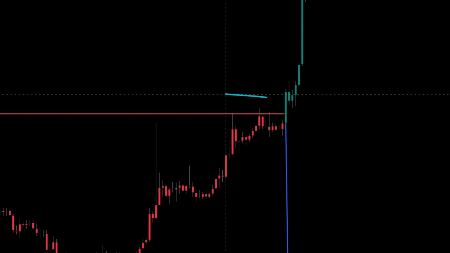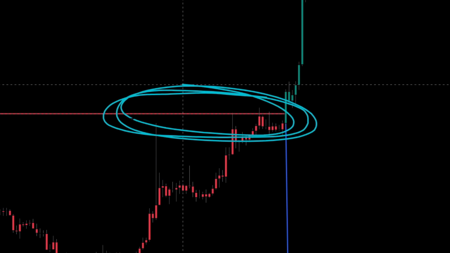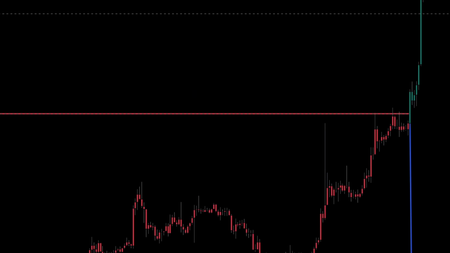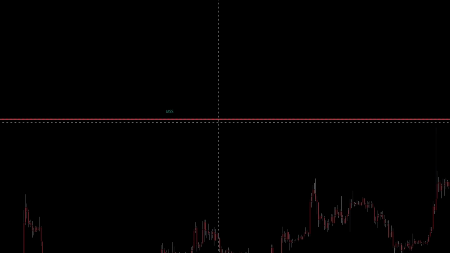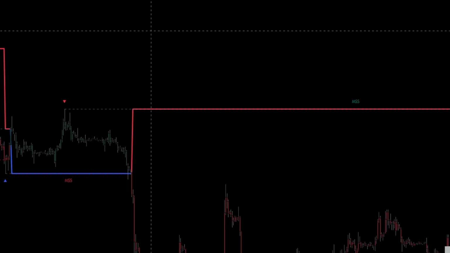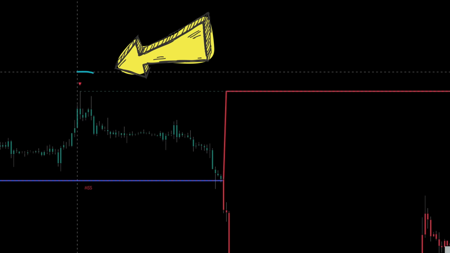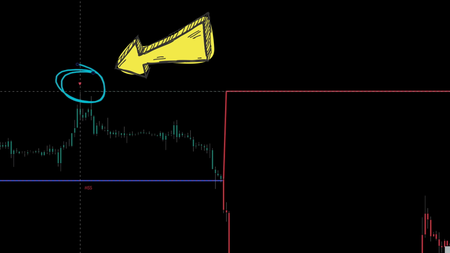So if you all take a look at this red level right here, you may be wondering, where does this level come from and how does the indicator find this level? Well, if we look a bit to the left here, you can see that we have a sort of signal that came all the way back here. You can see we have a sort of red triangle.